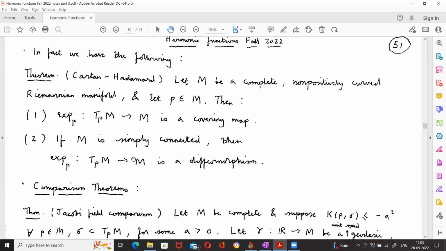So, for example, this means that on the n-sphere S^n, there is no metric which is non-positively curved everywhere. You cannot have a metric on S^n which is non-positively curved everywhere. Why?